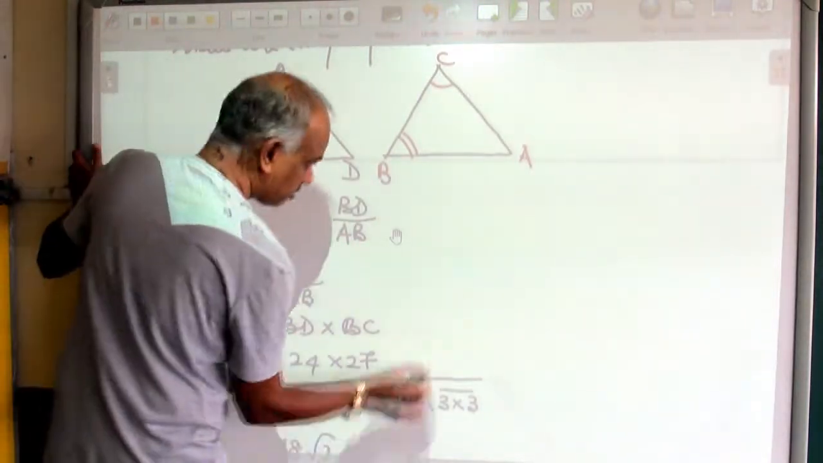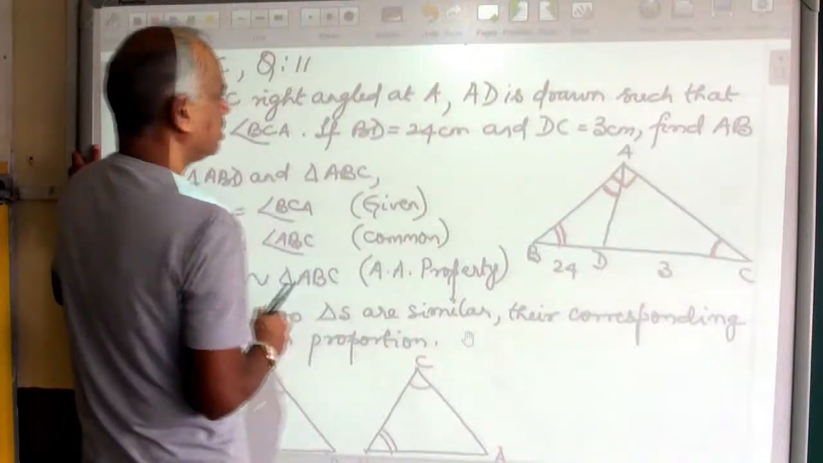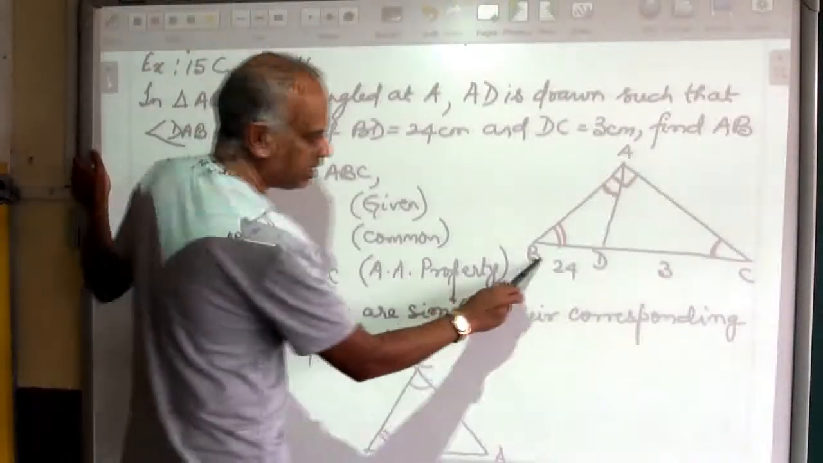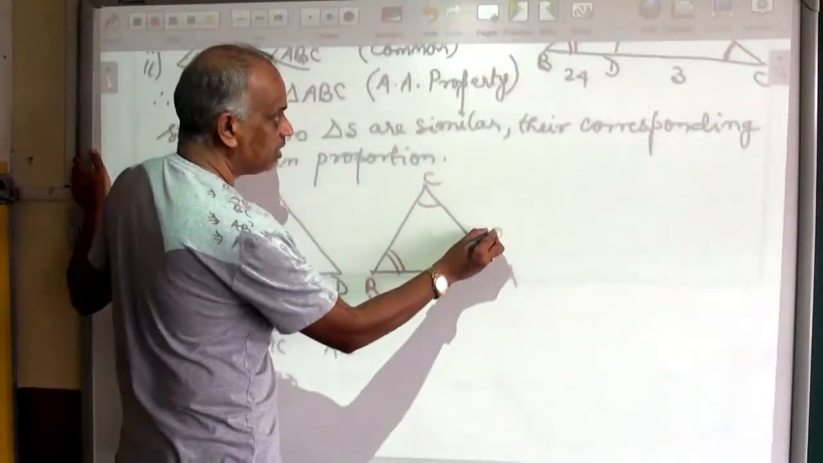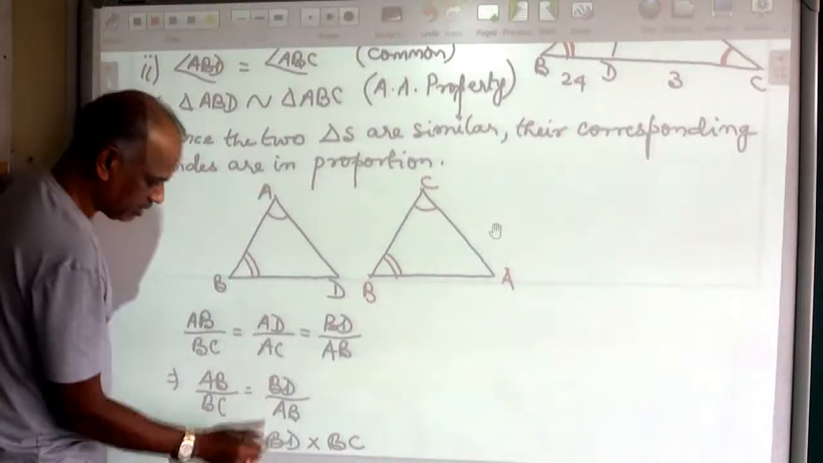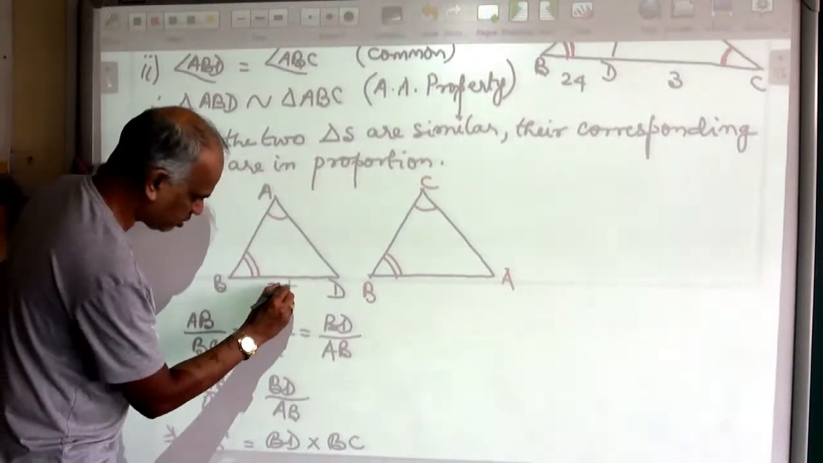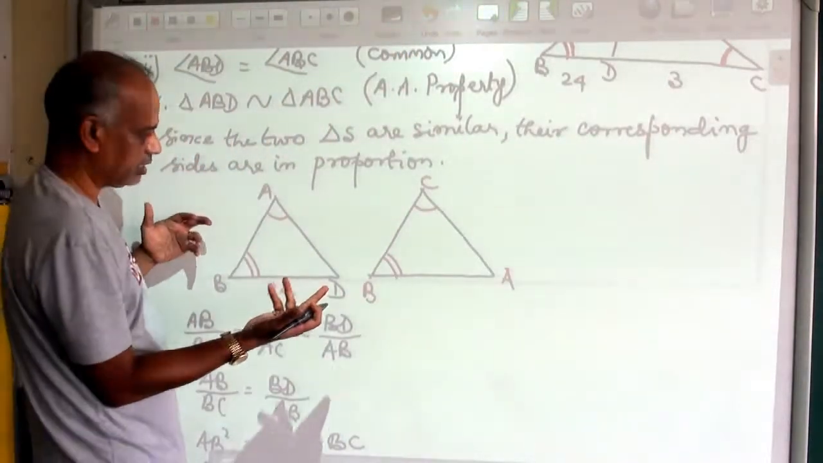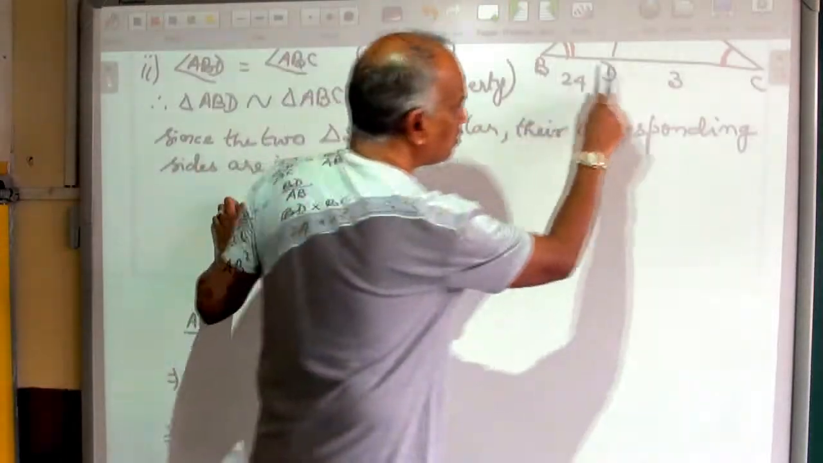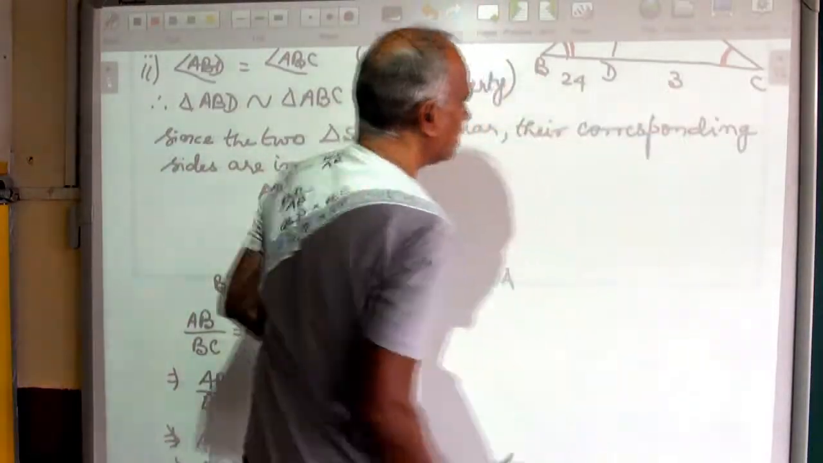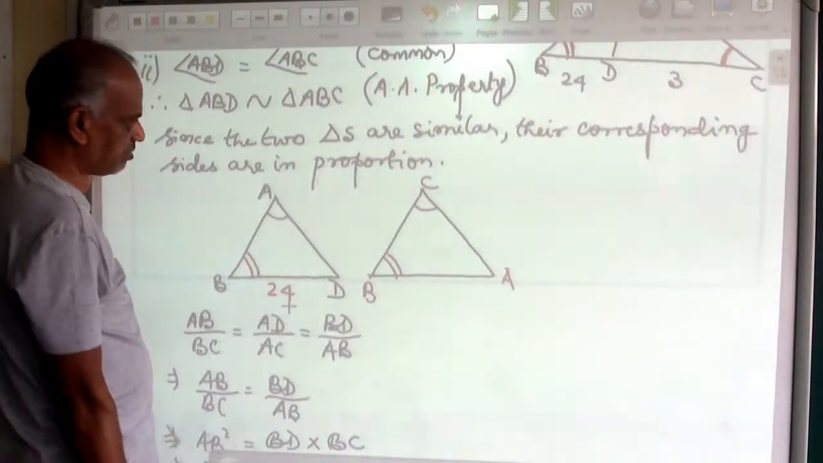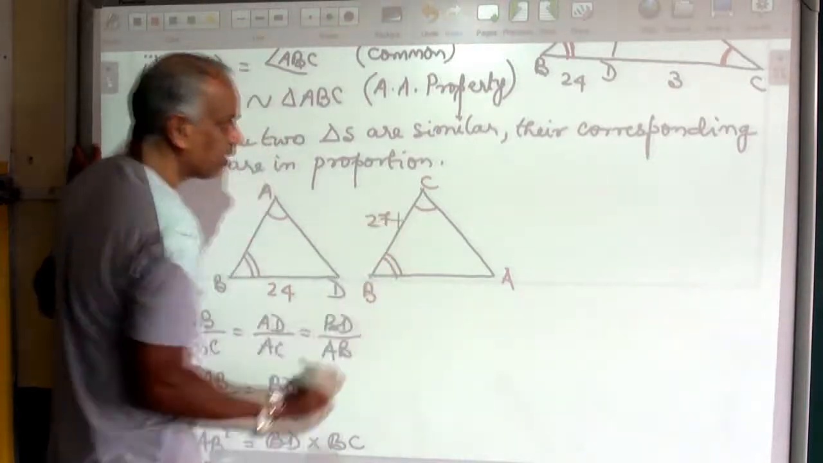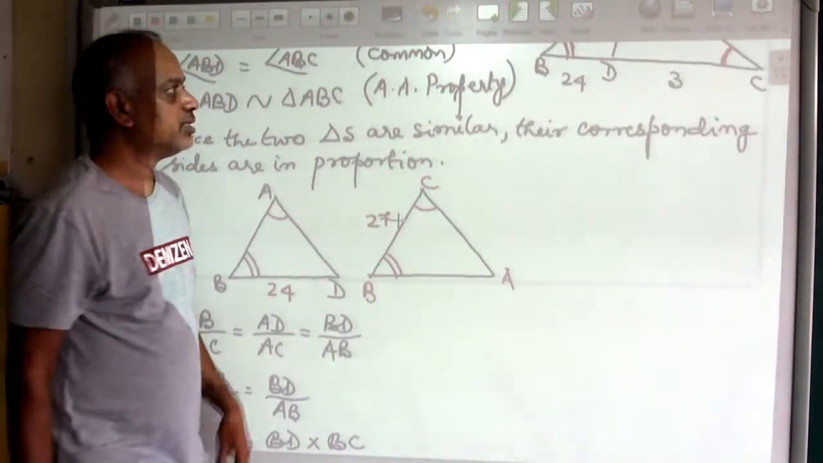Now, the question was, if this is 24 and this is 3, find AD, it says. BD is 24. Let's mark that here. B to D is 24. That much is 24. And D to C is 3. DC is not here. But B to C, the total length, is 24 plus 3. That is 27. BC is 27. BC is here. That is 27. And you have to find the side AB.